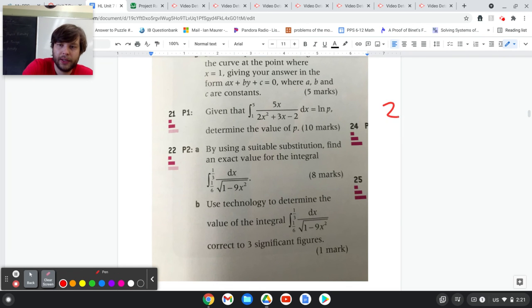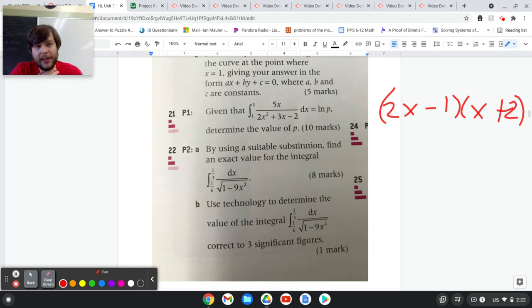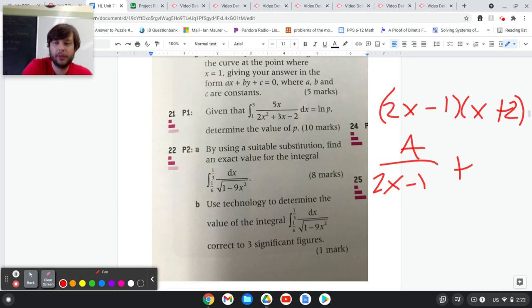If you factor the bottom to be, let's see, 2x minus 1 times x plus 2. So you can factor the bottom to be that, and then you split up your fraction to A over 2x minus 1 plus B over x plus 2 and go from there. You should be able to get natural log. Number 22, this one is definitely a trig substitution right there because you've got your c squared minus b squared.